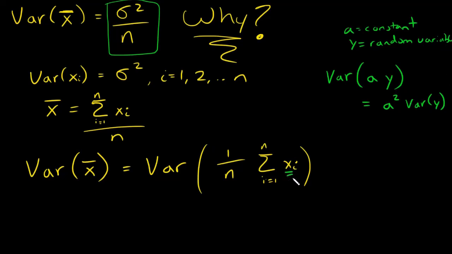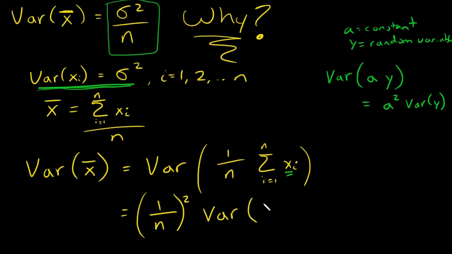X is a random variable, right? It has variability here. And n is our sample size, so 1 over n is a constant. I'm going to pull that out, and I have 1 over n squared times the variance of this sum.